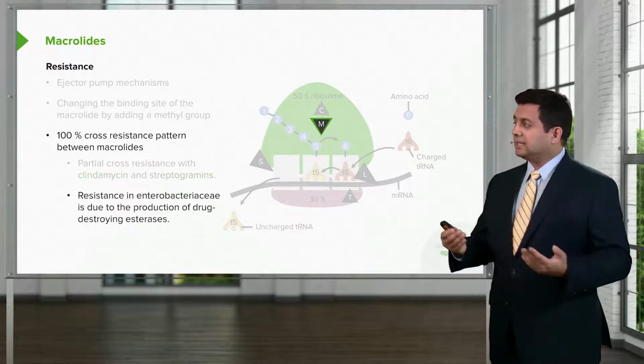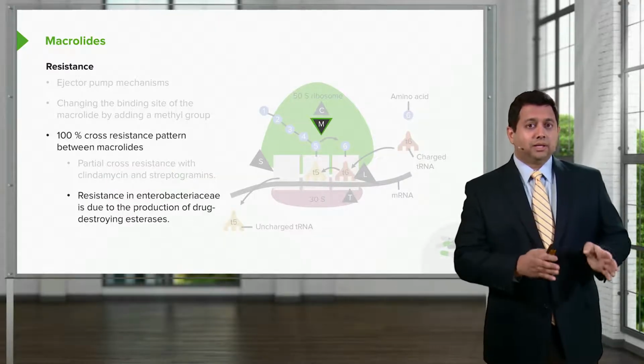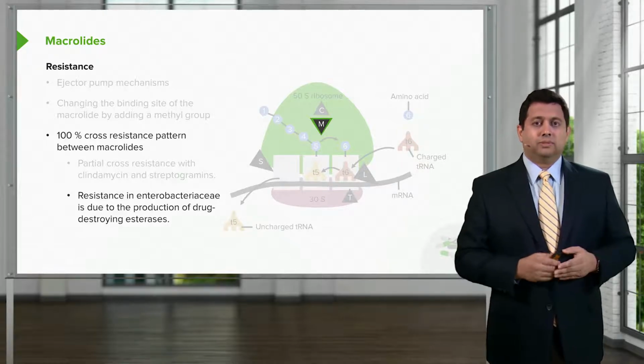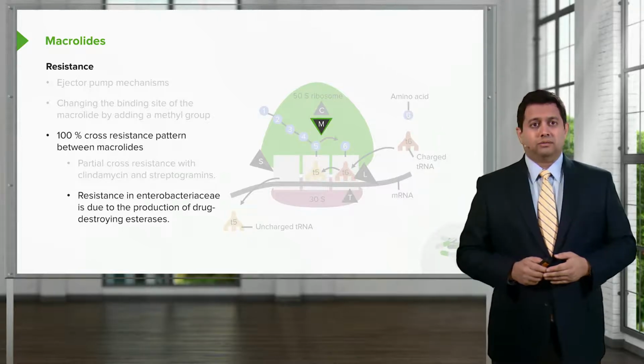And there's resistance in the Enterobacteriaceae species. And that is due to the production of drug-destroying esterases, not because of the ejector pump. So it's a slightly different mechanism, but still 100% cross-resistant pattern.